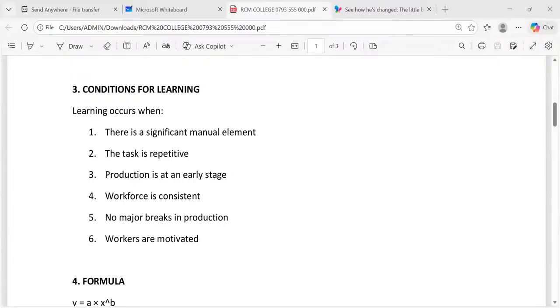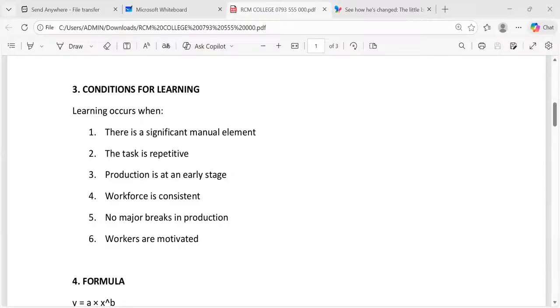It's not possible. It reaches a time when we have to stabilize, meaning that learning will only be able to apply at those initial stages of production, when we are still newbies in the business. That is when we shall be able to learn. Workforce is consistent.